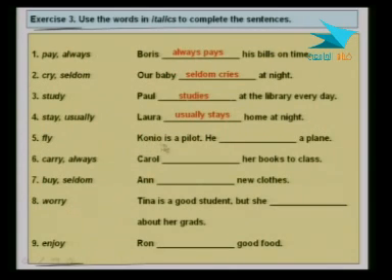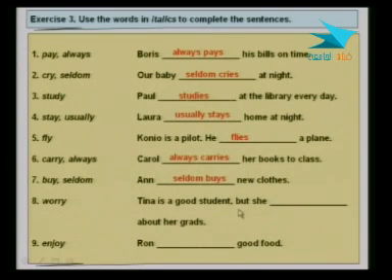Fly. Okay, Kenyu is a pilot. He flies. We have a consonant and then a Y here. So in this case, we change the Y to I and then add ES. So he flies a plane. Carol always carries. Again, it's a consonant and Y, so Carol always carries her books to class. And seldom plus buy. So Anne seldom buys new clothes. Okay, worry.